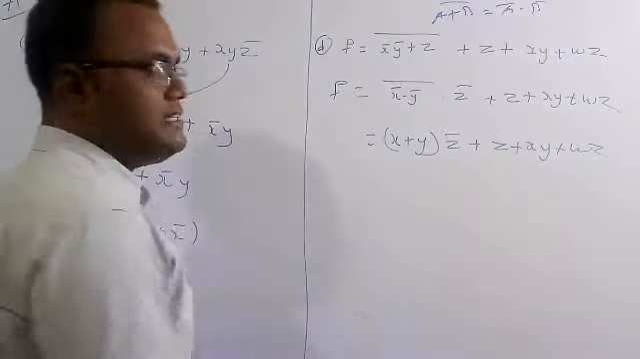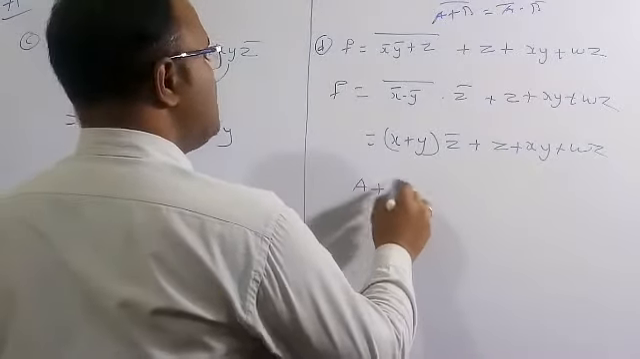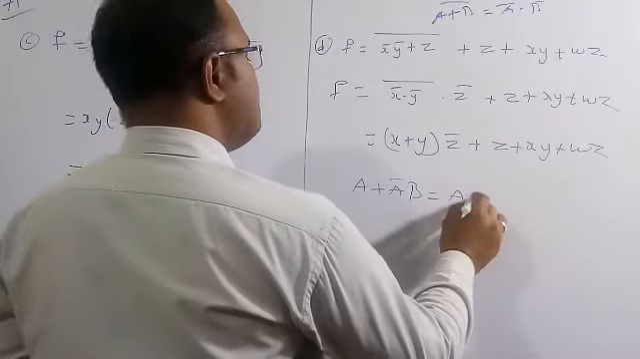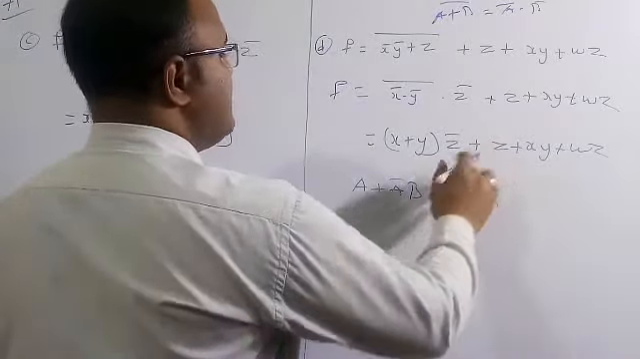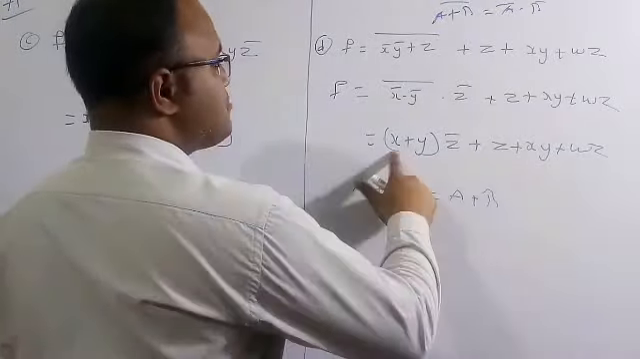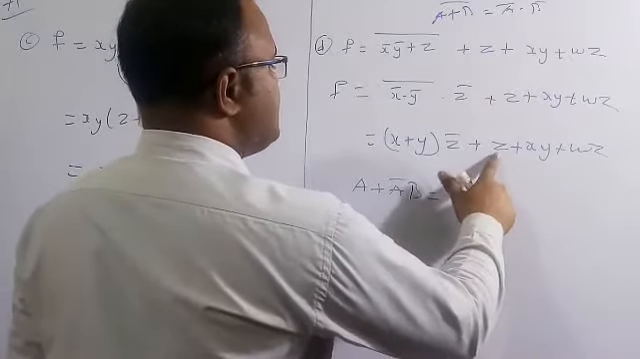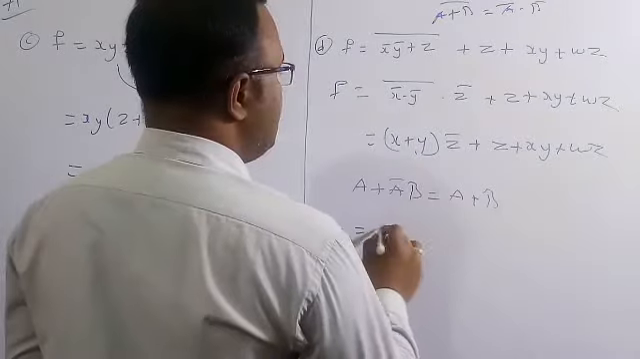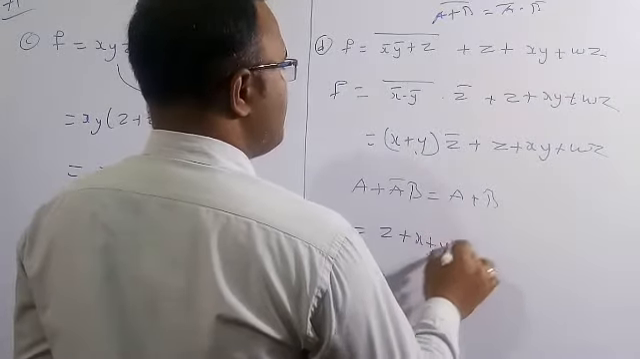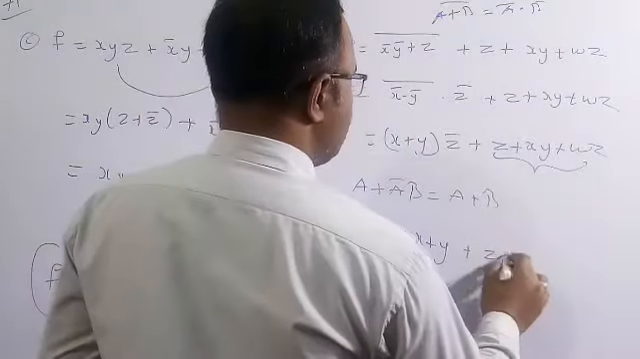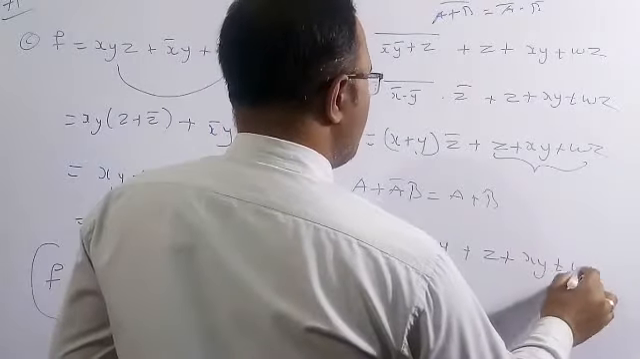So the basic formula is here a plus a bar b is equal to a plus b. So here a is nothing but z. So a is z and b is x plus y. So therefore with the simplification I am going to get here a plus b. A is nothing but z and b is nothing but x plus y. So therefore z plus x plus y plus the remaining terms z plus xy plus yz.